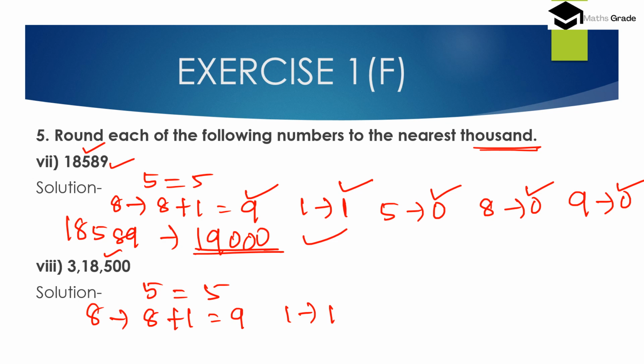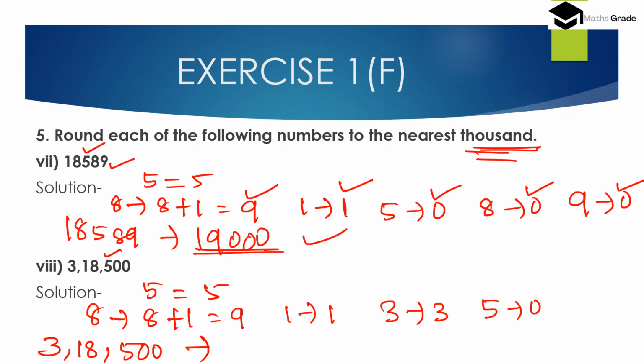And the 1 lakh place digit 3 changes to 3 only. Just write down 3 only. And the 100s digit 5 changes to 0. The tens digit 0 changes to 0, and the units digit 0 is 0 only. So 3,18,500 rounded off to the nearest 1000 is 3. Just write down 3 only. This 1 only, the 10,000s digit, and the 1000s digit 8 changes to 9, and this 5 changes to 0. Units digit 0 and tens digit 0.